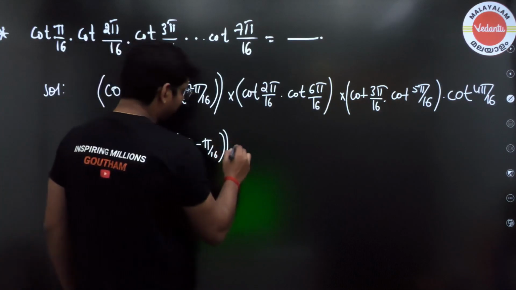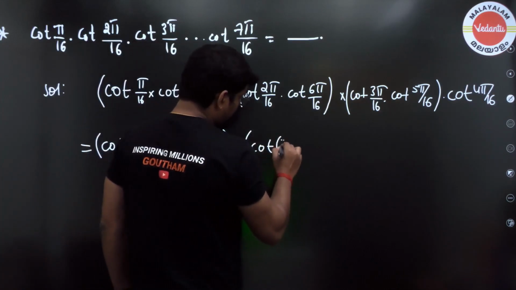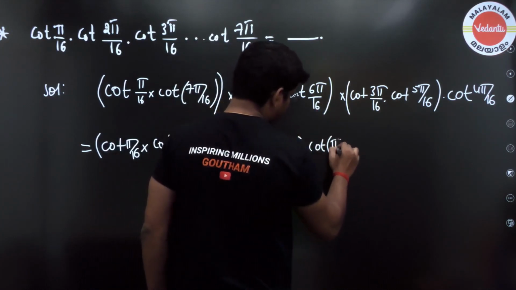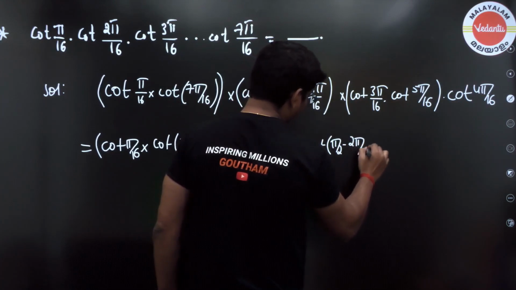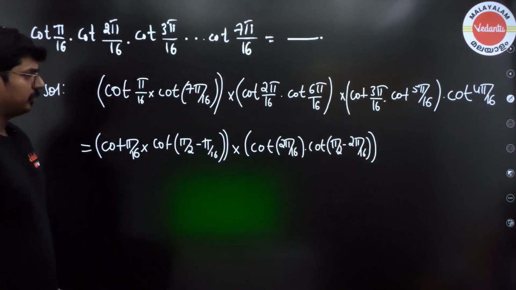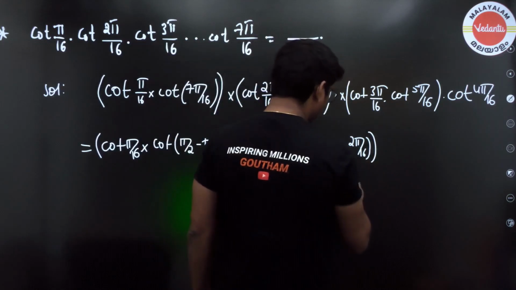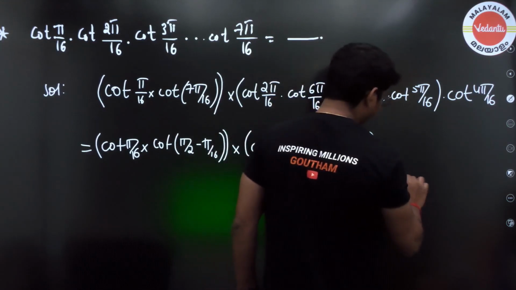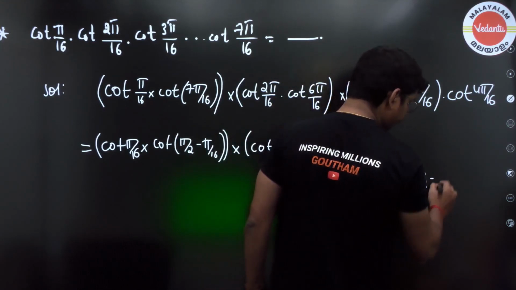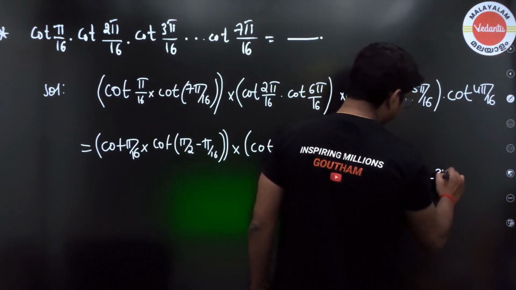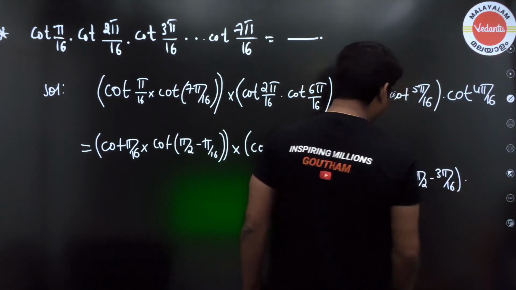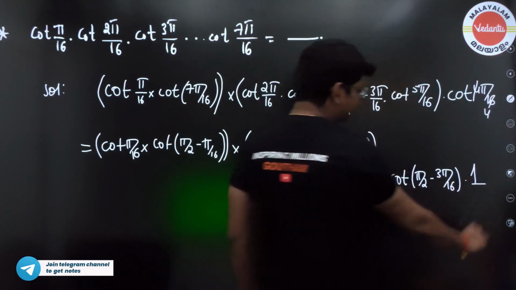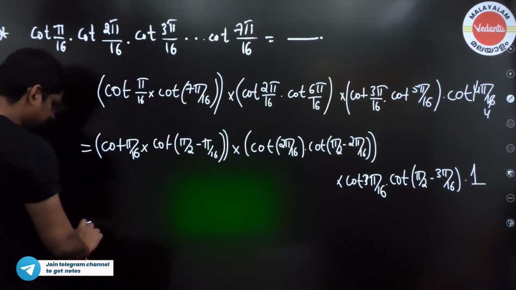Okay, and similarly the same thing happens with cot 2 pi by 16 into cot 6 pi by 16, which can be written as pi by 2 minus 2 pi by 16. We can definitely write it in this way. Similarly, cot 3 pi by 16 into cot 5 pi by 16 can be written as pi by 2 minus 3 pi by 16. And finally, cot 4 pi by 16, this is cot 45, and that is simply 1. Okay, now observe this, guys, observe this.